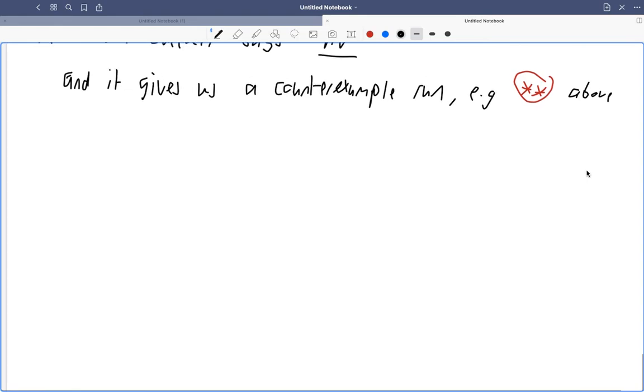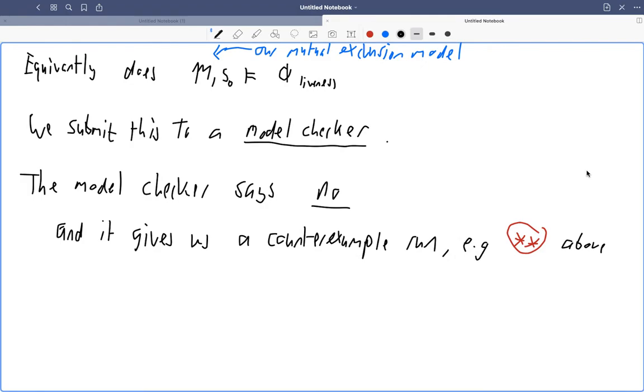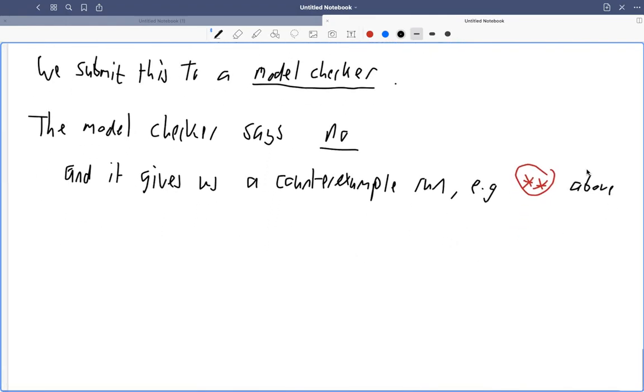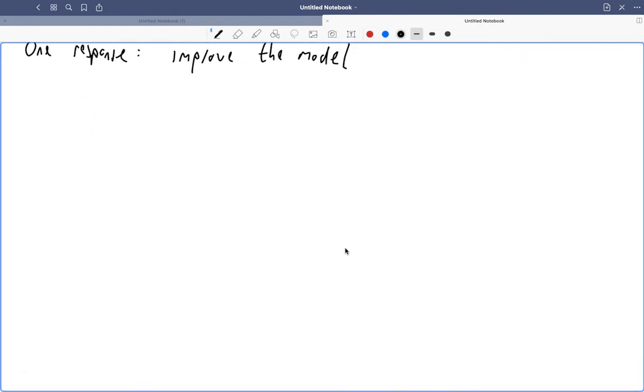So the point is this can be used as a kind of system development method. So one approach now is we need to improve things because we want liveness to be satisfied. So one response is to improve the model. And indeed we can do that. So let's try and make this as quick as possible.